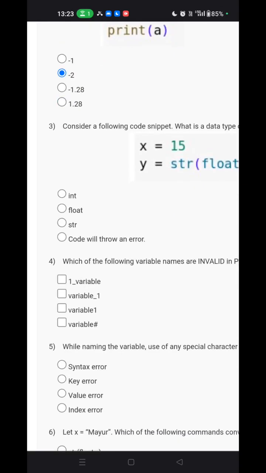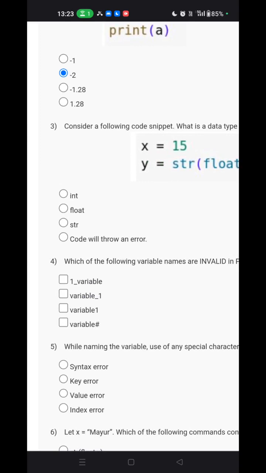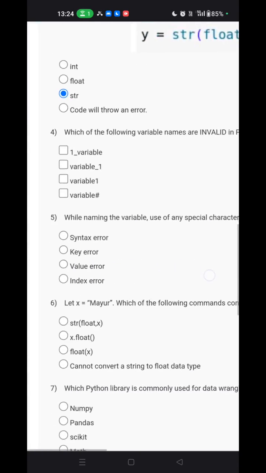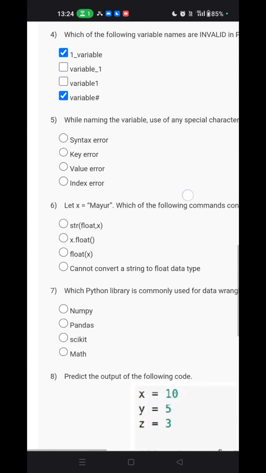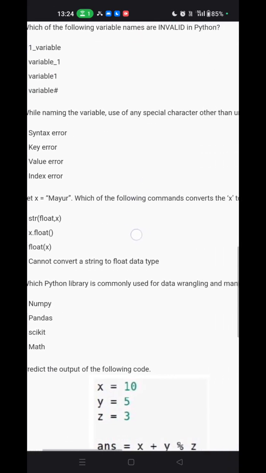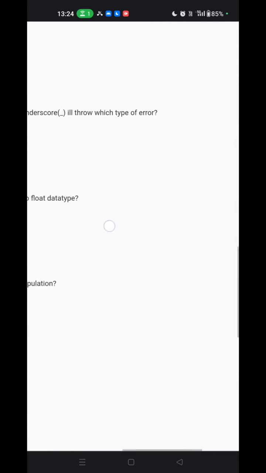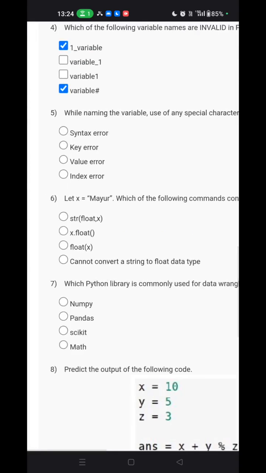We already solved string, that is already string. Third question, this is string, everyone knows. And fourth question, already we discussed which one is invalid. Question number 4, which one is invalid? This is also invalid, and numbers cannot come here. So while naming the variable, using any special character other than underscore throws an error. So which one is the syntax error? Question number 5 is the syntax error.